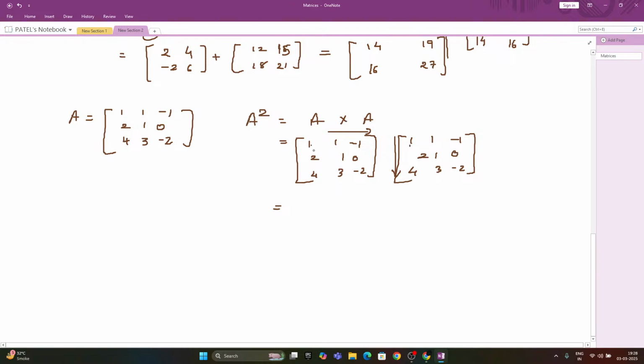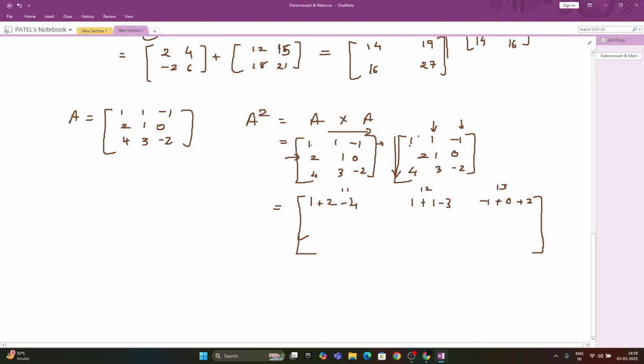So first with first, so 1 ones are 1 plus 1 twos are 2, minus 1 into 4, it is minus 4. This first element is complete. Then first row with the second column: 1 ones are 1 plus 1 ones are 1 plus minus 3 into 3, minus 1 into 3. Now, first row, third column. So 1 into minus 1 plus 1 into 0, minus 1 into minus 2, it is plus 2. This third element is complete. So first row, first column, first row, second column, first row, third column.